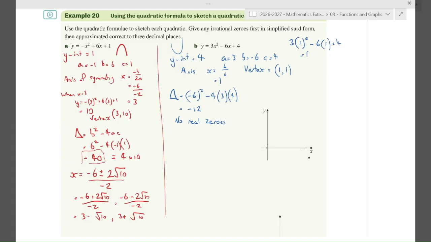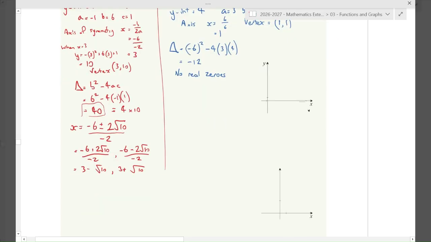But what that tells you is you've already got the vertex. You've already got the y-intercept. So you know this one is going to look like that, whereas this one was going to look like that. Cool. But you guys can do the graphing. Of course. But once you've done that, now we're not using the quadratic formula because we know there's no real roots.